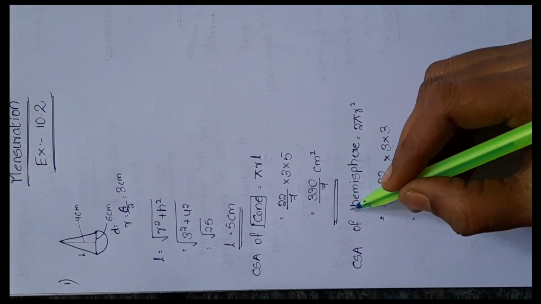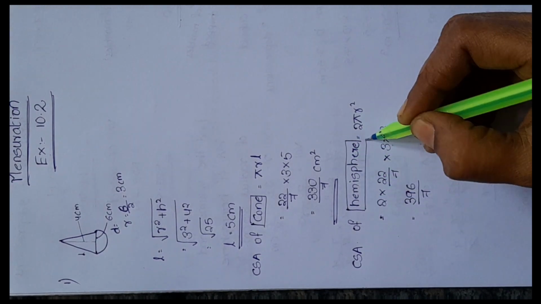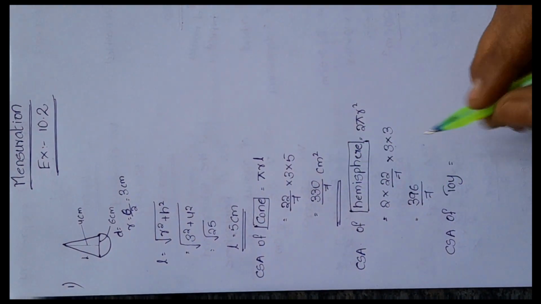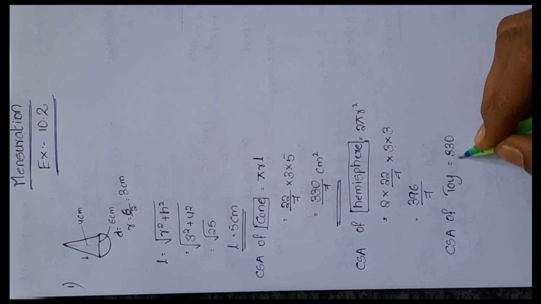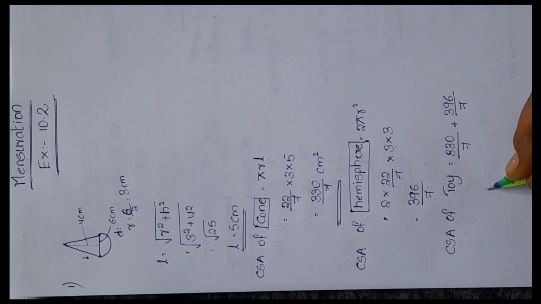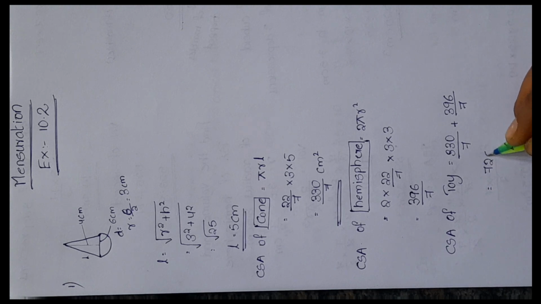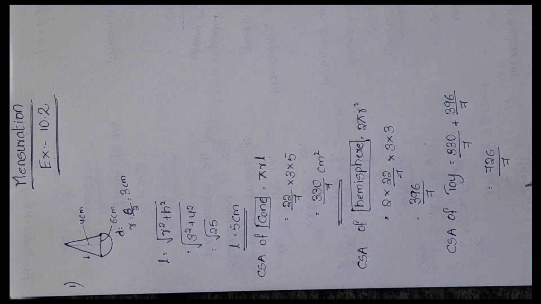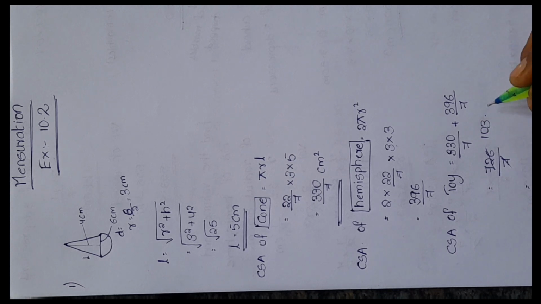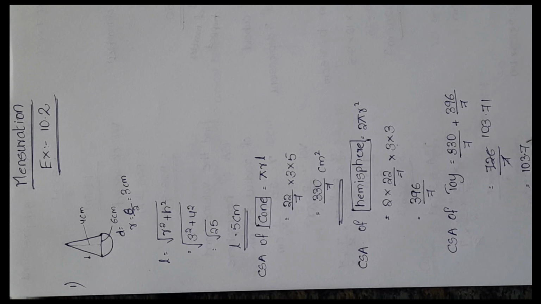Now by adding the curved surface area of both cone and the hemisphere, we get the curved surface area of the toy. We should add these two values. So 330 by 7 plus 396 by 7. On adding both these values, we get 726 by 7. On calculating, we get 103.71 centimeter square is the curved surface area of the toy.